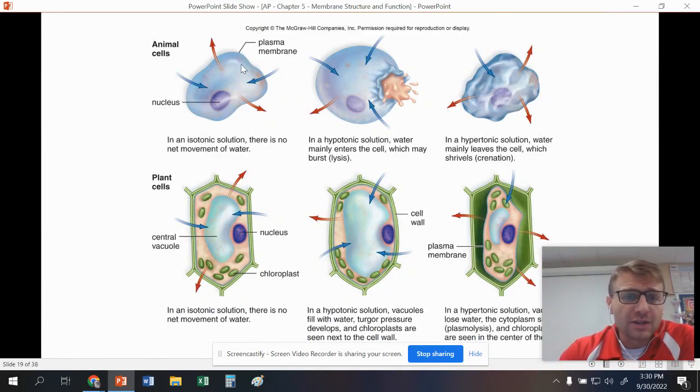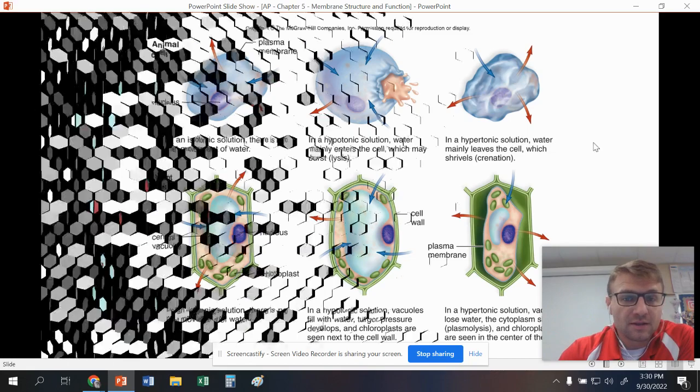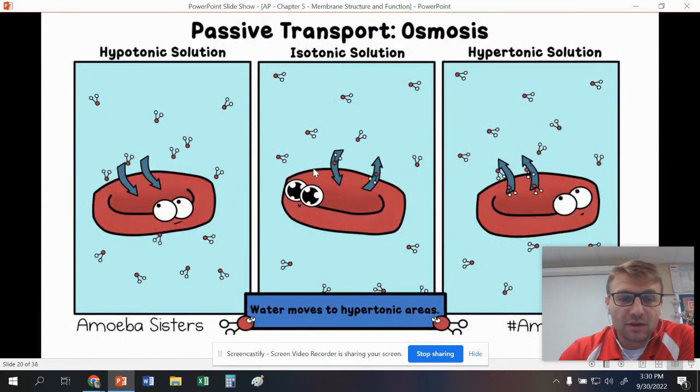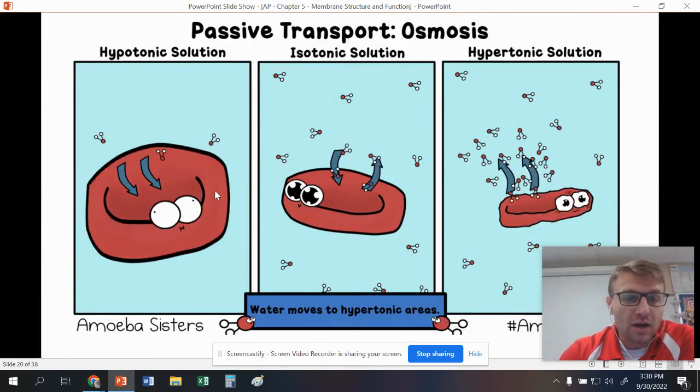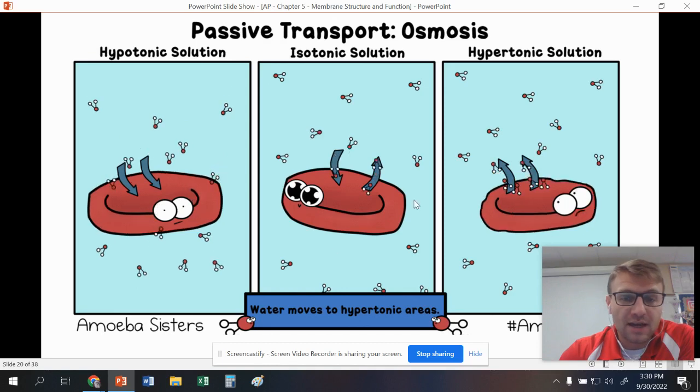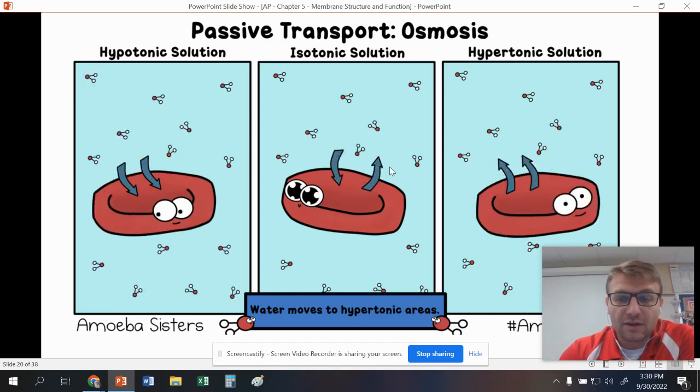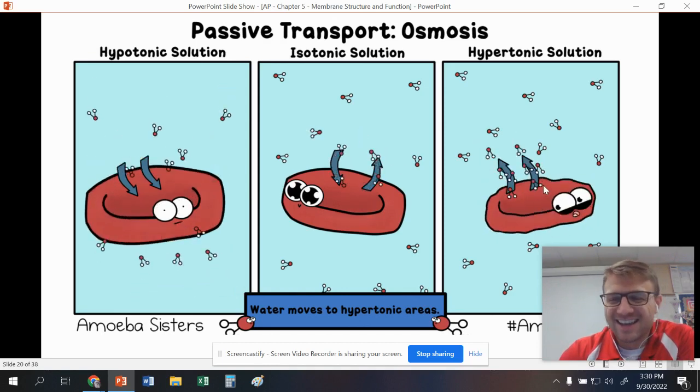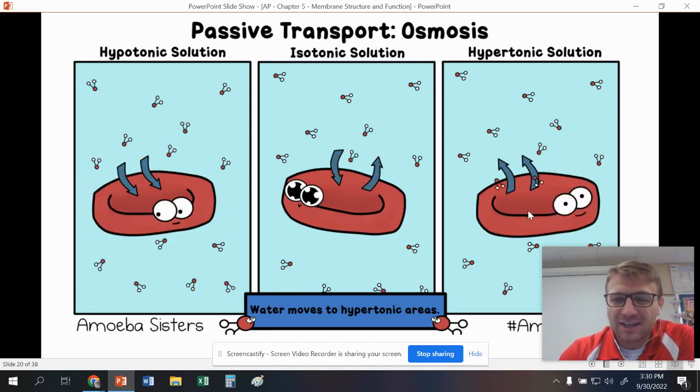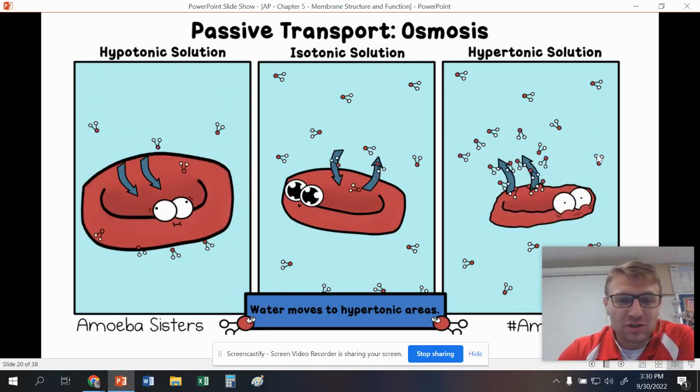Again, in isotonic solutions, they have an even amount of going in and out of the water because they're even amounts of the concentration. Hypotonic, the solution goes in because, again, we're going from high to low. And then hypertonic, water leaves, so the cell is going to shrink. And again, another example of this, you can see the hypotonic, the cell grows in size. The isotonic, it's an even amount. And the hypertonic, the water leaves, so it shrinks.